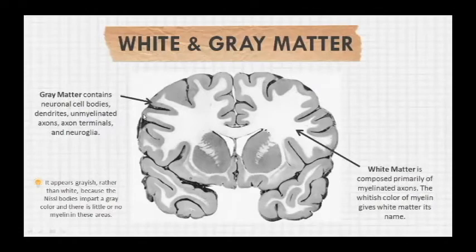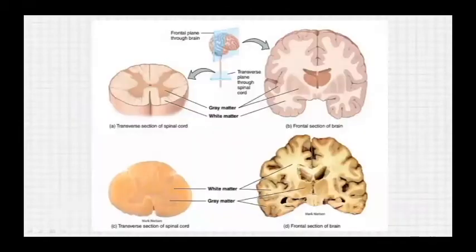It appears grayish rather than white because the Nissl bodies, which are the endoplasmic reticulum and the ribosomes, impart a gray color, and there is little or no myelin in these areas. If you look at this, the border of the brain is mostly gray matter, while the center part of the brain consists of the white matter.